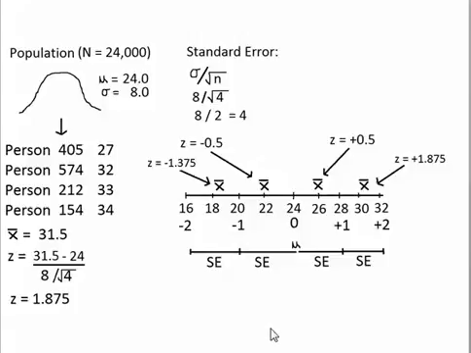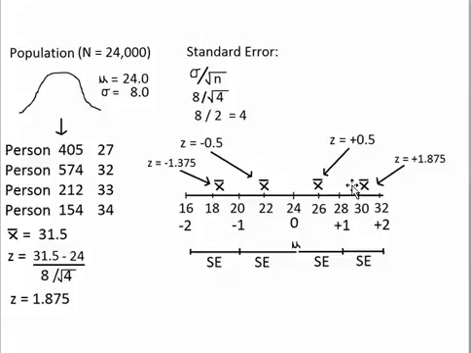At this point, I want you to notice two things on the screen. First, just like before, I want you to notice how a sample mean below the population mean will have a negative z-score, and a sample mean above the population mean will have a positive z-score. Second, I want you to notice how a sample mean further below the population mean will have a bigger negative z-score, and a sample mean further above the population mean will have a bigger positive z-score.